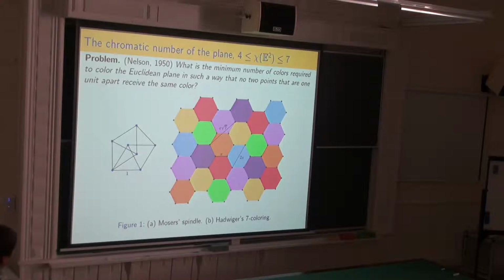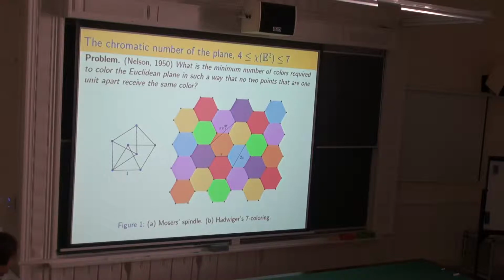We know that you need at least 4 colors. So this is the Moser's spindle. No, that's not a mistake. There were two brothers, so that's why I wrote it that way. So you saw this already in Conrad's talk, and this requires 4 colors.